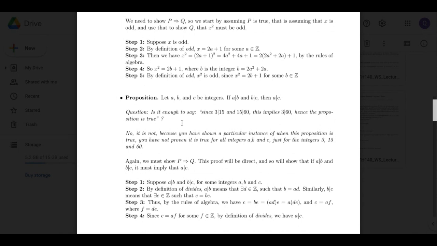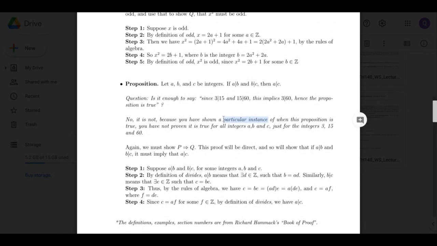Hence, the proposition is true. We cannot do that, right? This is just one case, just for one number. So no, it's not, because we have shown a particular instance. That's not enough to prove it for A, B, C for any integers. This is just a typical example, so this is not a proof.